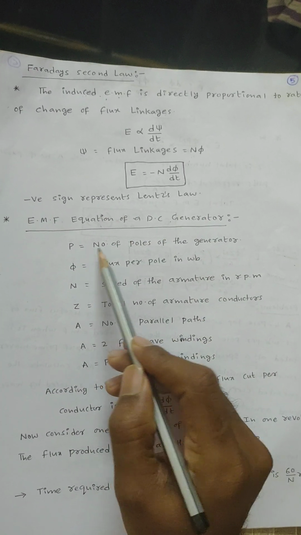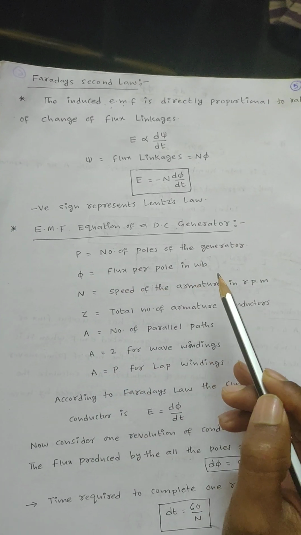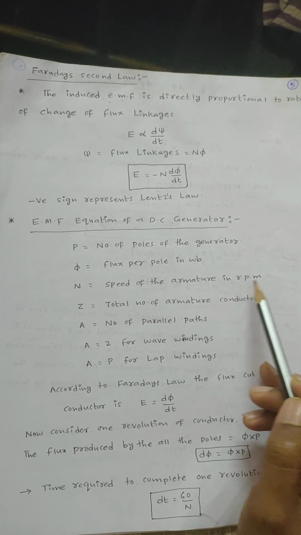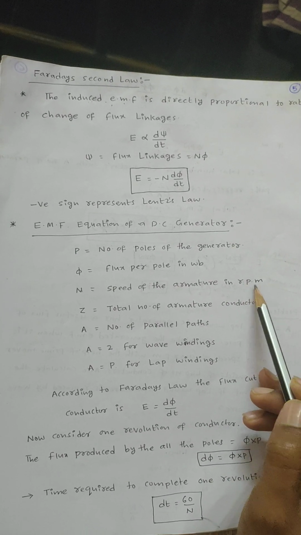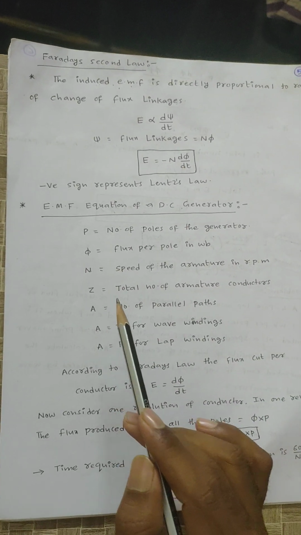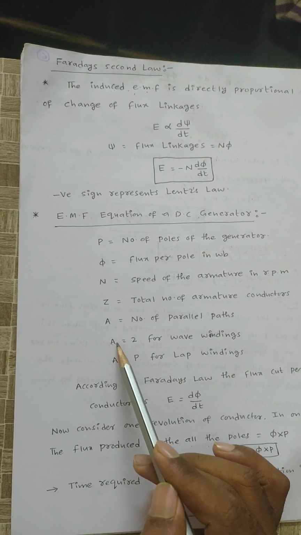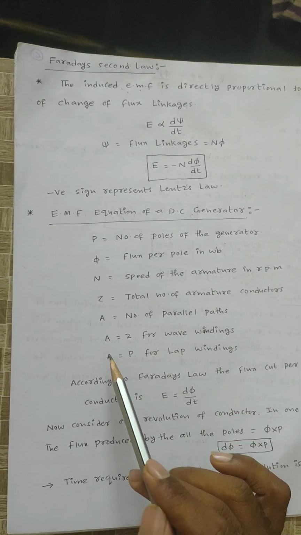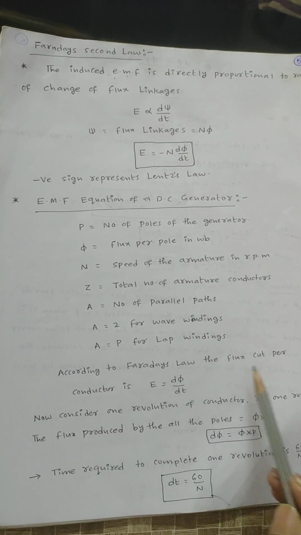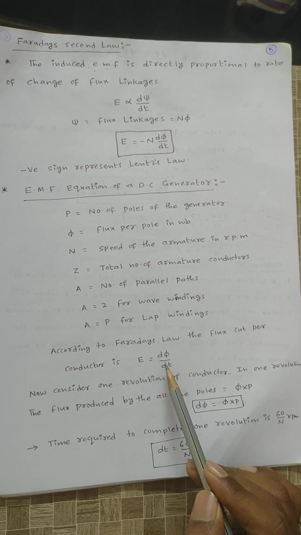Here P is the number of poles of a DC generator and phi is the flux per pole in Webers. N is the speed of the armature conductors in RPM, revolutions per minute. Z is the total number of armature conductors, and A is the total number of parallel paths. A is equal to 2 for wave winding and A is equal to P for lap winding. According to Faraday's law, the flux cut per conductor is given by E is equal to d psi by dt.